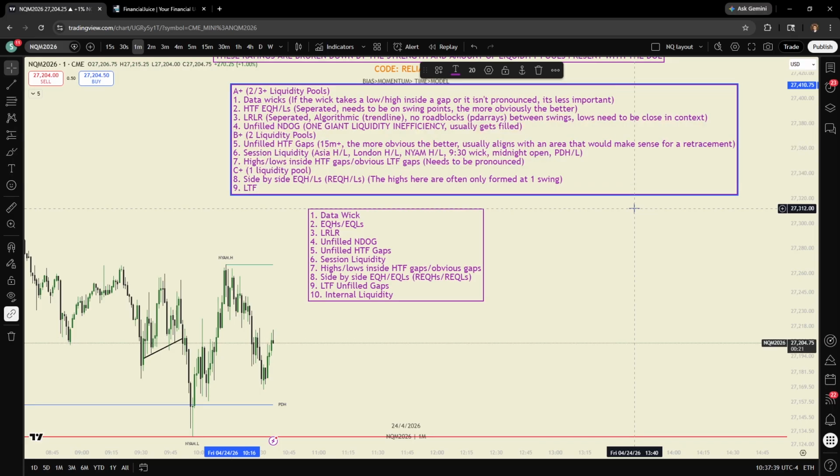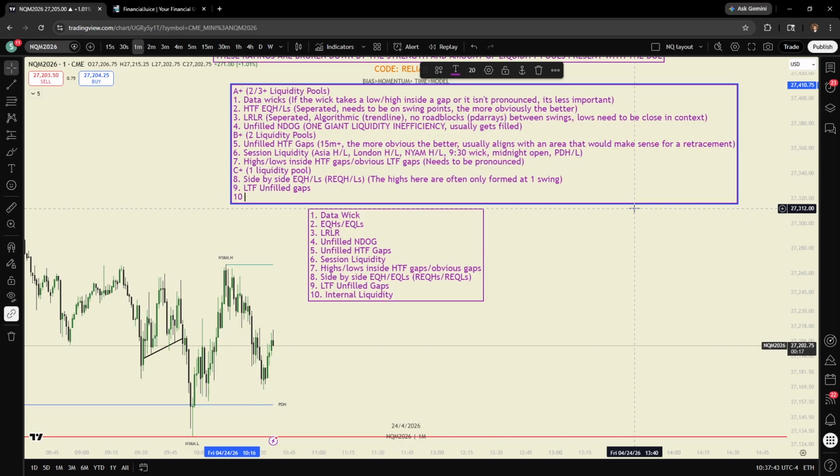Lower time frame unfilled gaps, they're kind of the same thing. Pretty self-explanatory, I don't really have to do much explanation there. I guess I'll just say, the more obvious the better. And then internal liquidity, it's just a single swing point.